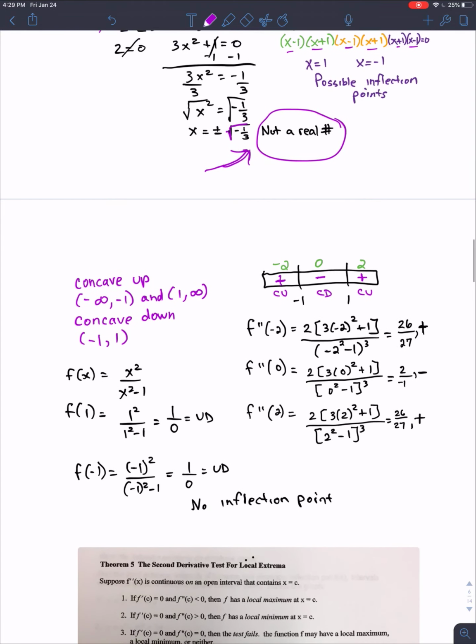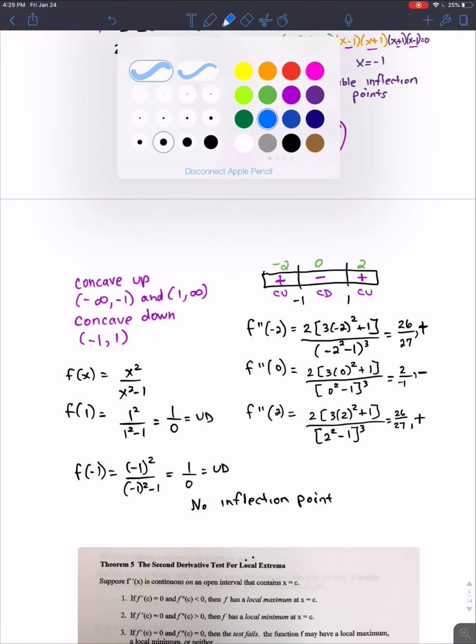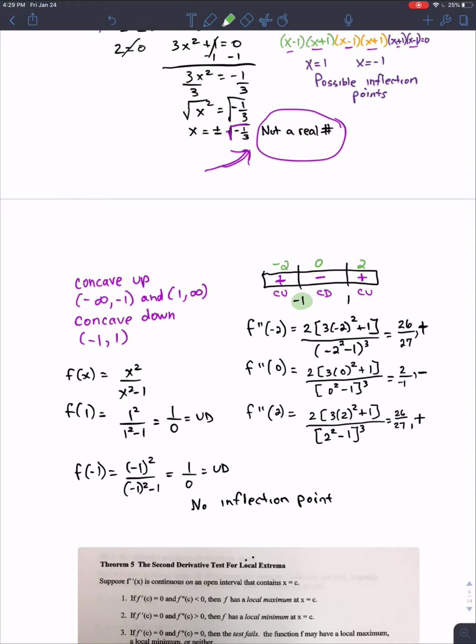So our next step is to take those possible inflection points, here's a possible one, and here's a possible one, and we want to pick test intervals to the left and right of those. I'm just going to choose -2, 0, and 2. When I test -2 in the second derivative, we got positive. It's a fraction, but we don't care if it's a fraction or a decimal or how ugly it is. All we care about is the sign.